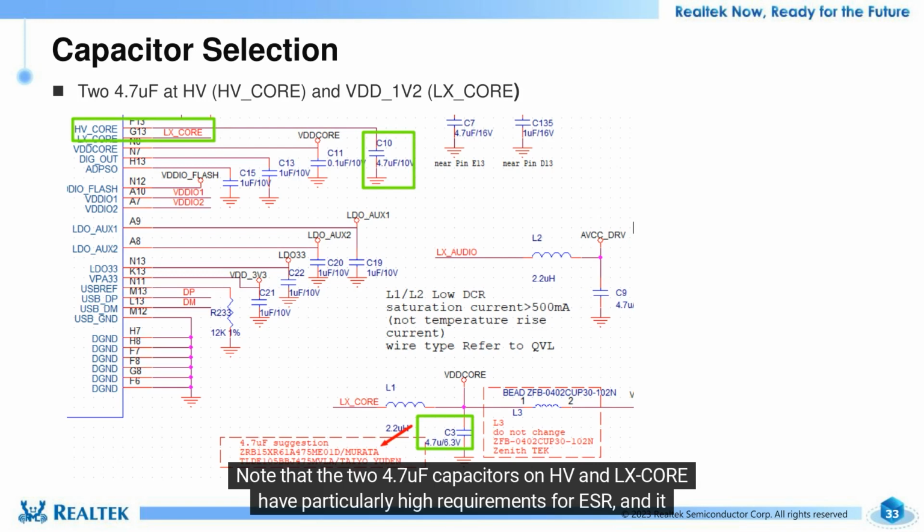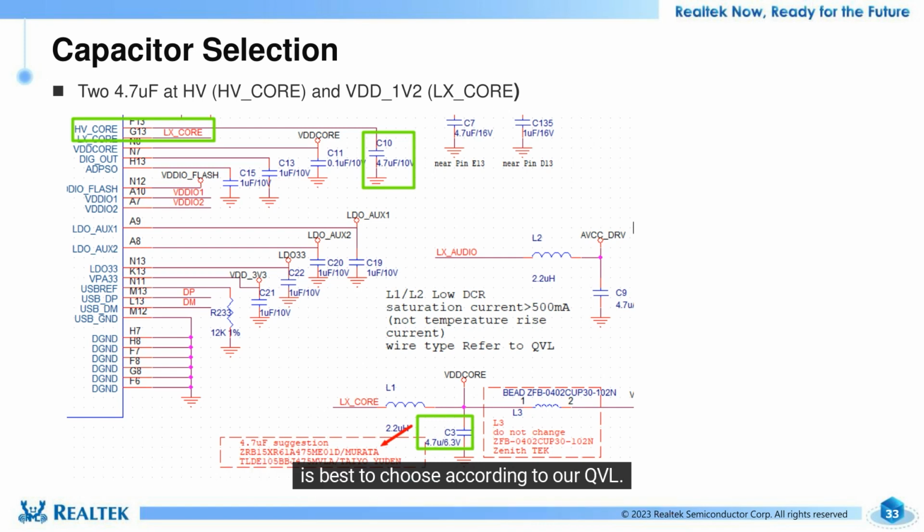Note that the two 4.7 microfarad capacitors on HV and LX core have particularly high requirements for ESR, and it is best to choose according to our QVL.